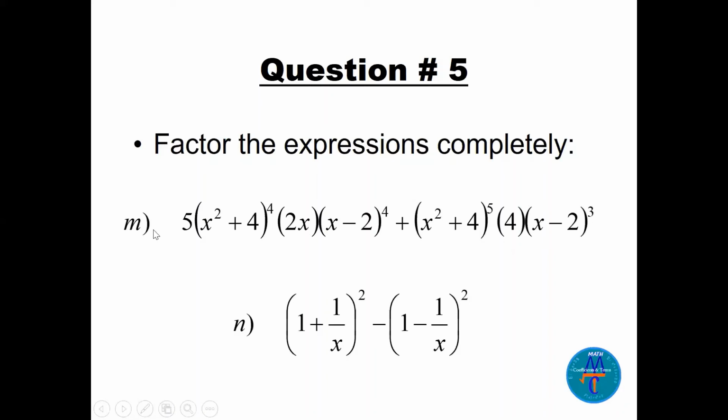I will help you here. See, x squared plus 4 power 4. And on this side here, x squared plus 4 power 5. So I take the smallest power, this one here, and take it out. This one, x minus 2 power 4. This is x minus 2 power 3. I take the smallest, this one, and take it out. And you continue this way until you get the answer. Please try it. And when you are ready, let's go together to the answer.